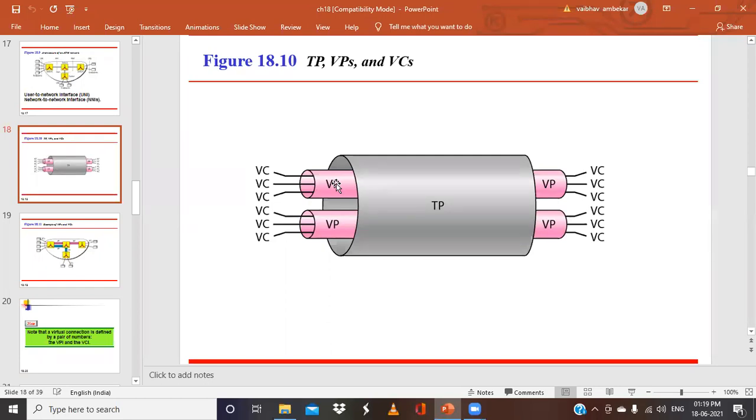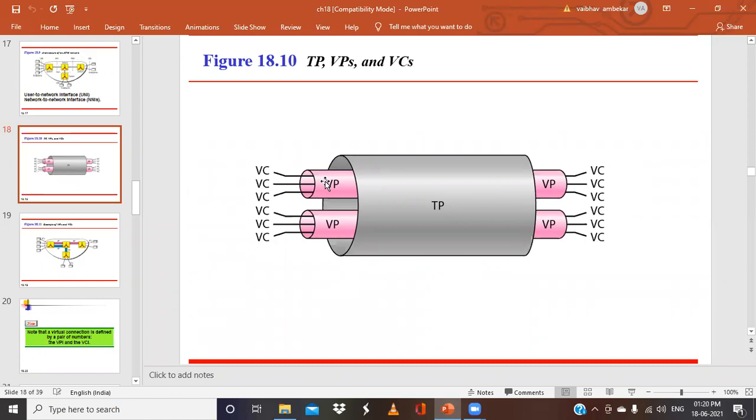For example, from Belgaum to Hubli, you have two routes. One is via Kittur, Dharwad and Hubli. One is via Belgaum, Haliyal and Dharwad and so on. So if you select the Kittur highway, then you have to follow the same path. You should not change it because it is again connection oriented. So this virtual path is again divided into something called the VCs, which are called the virtual circuits.